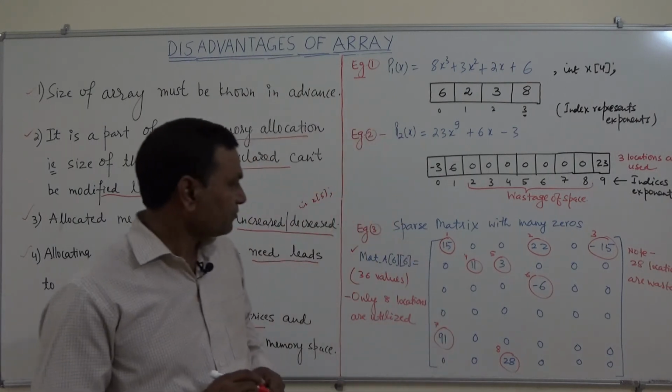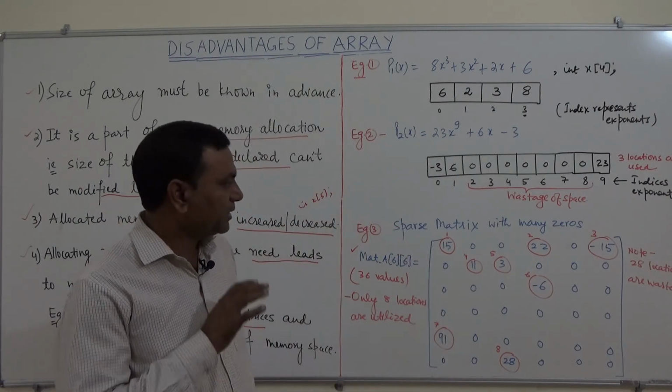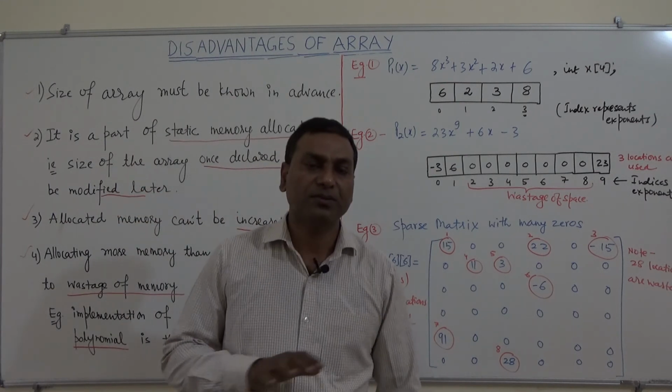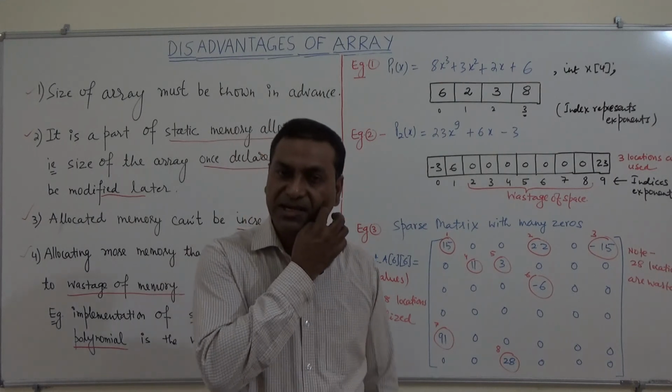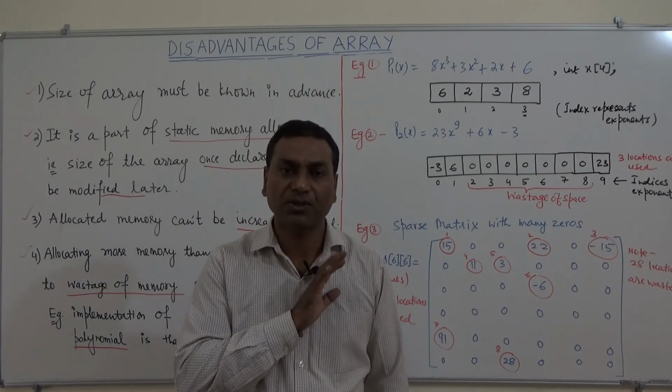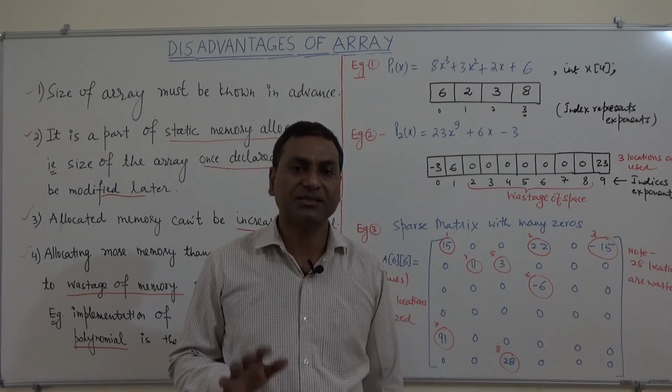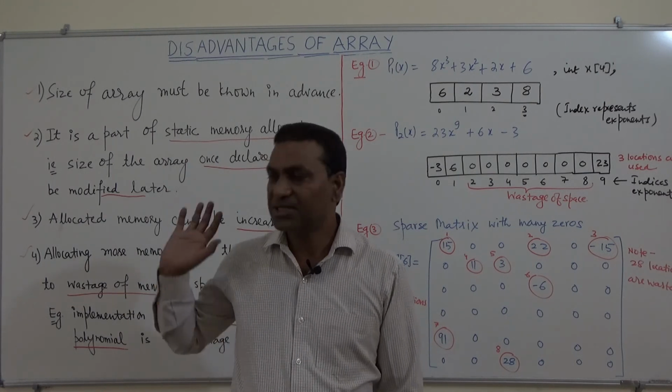So now we can ultimately say, that's why this is the drawback. So this sparse matrix implementation using array is also not recommended, and this sparse matrix implementation is done using the linked list. So these are some drawbacks.